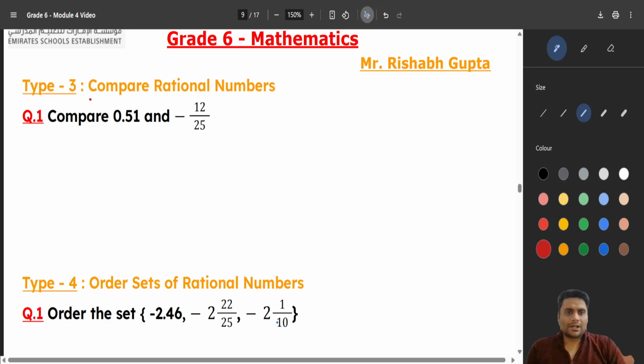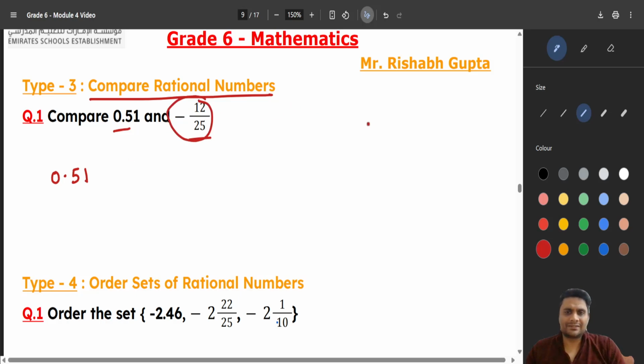Next question. Compare the rational numbers. Two numbers are given. These are rational numbers. We have to compare them. Which one is bigger, which one is smaller. So, 0.51 here. We will convert this number into decimal.